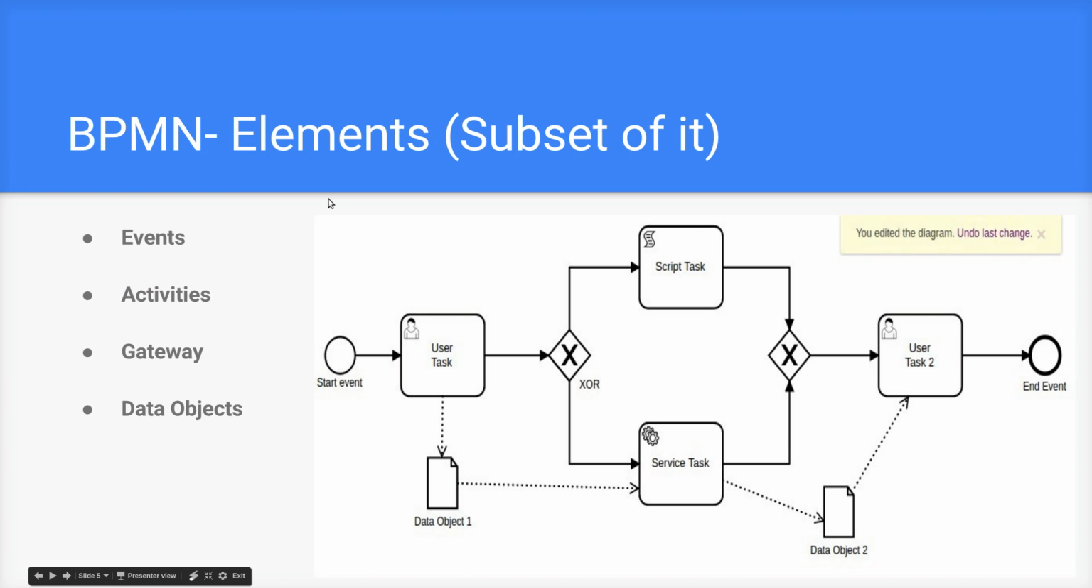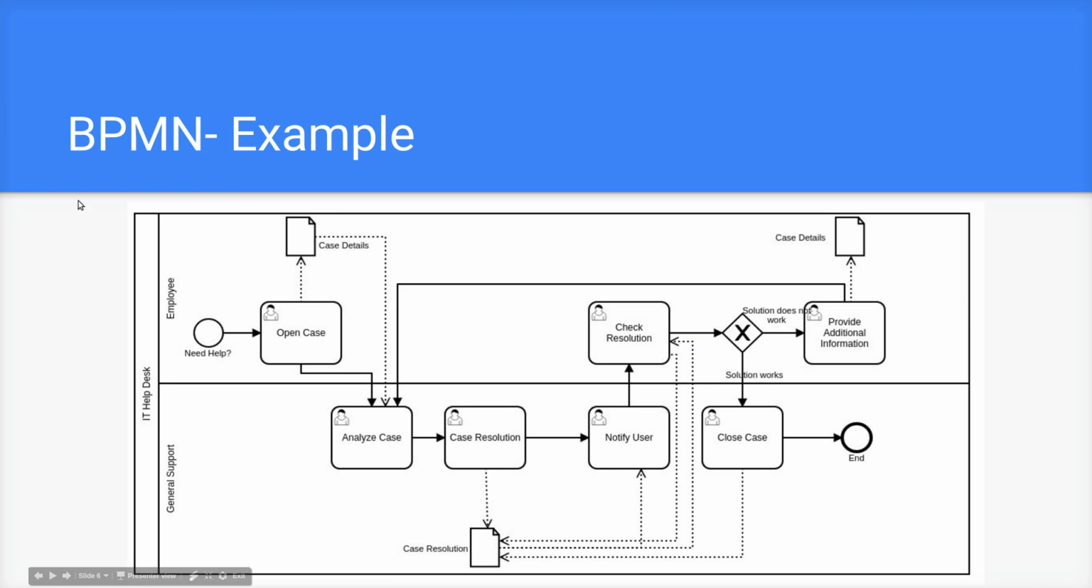Let's straight away go to an example. This is an example that you can also find in our system, and we will also have a demo based on this example. Let's see what this example says. So this is for the swim lane. This is for the department called IT help desk, and it has two participants. One is general support and one is employee. It means there are two users that will use this business process. These are the activities that are performed by the employee, and these are the activities performed by general support.